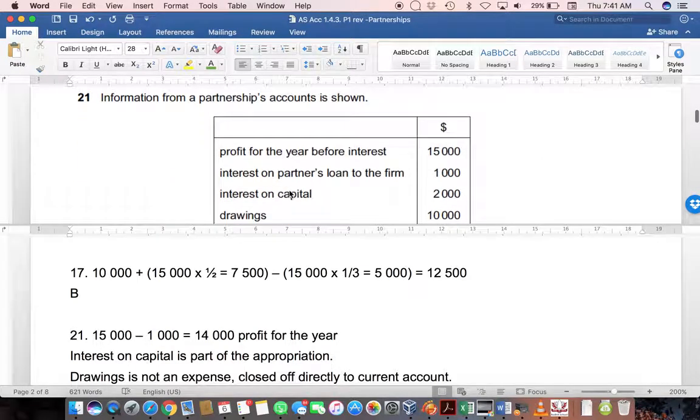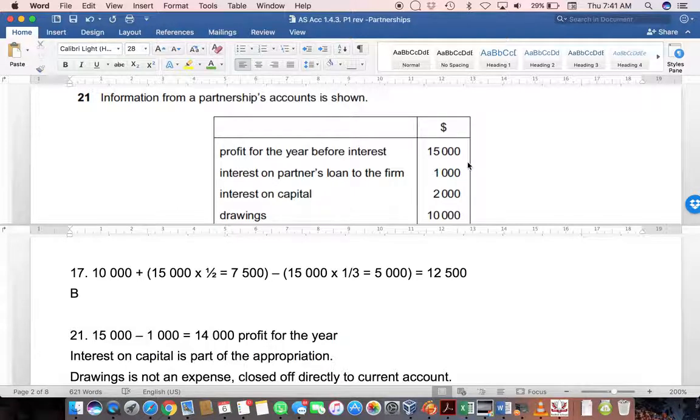Number 21 from the same paper. Information from a partnership's accounts is shown. You're given the profit for the year before interest. In other words, that is the operating profit of the business. You are then told about the interest on a partner's loan to the firm. Now, keep in mind that as soon as you see the word loan, you need to remember that a loan is a liability. It's no longer part of equity. Even though it's from a partner, we will still treat it as a liability. And therefore, this interest will be a finance cost. And so this would actually be shown on the statement of income.